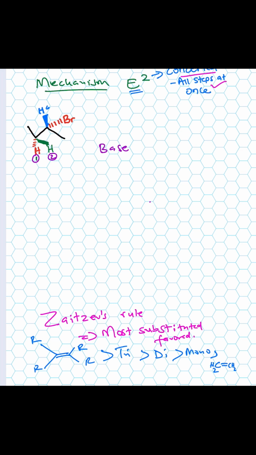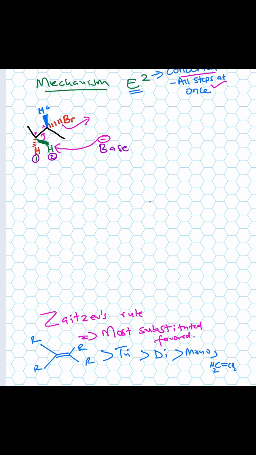In E2, you have a base which has a minus charge or electron pairs, and then it's going to abstract the proton that has the right orientation, which we said was the one labeled 2. At the same time the carbon-hydrogen bond will break, and those two electrons will flow to form a double bond between that carbon and that carbon, and then at the same time the leaving group will leave.